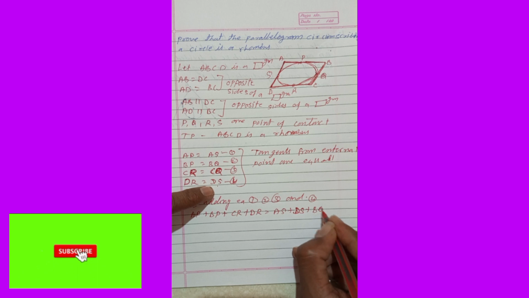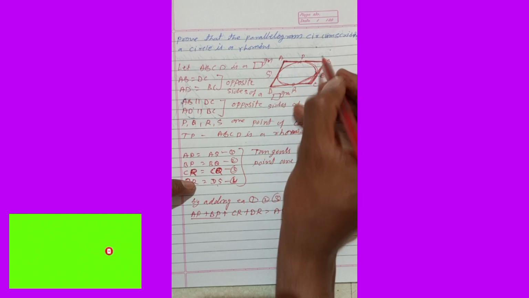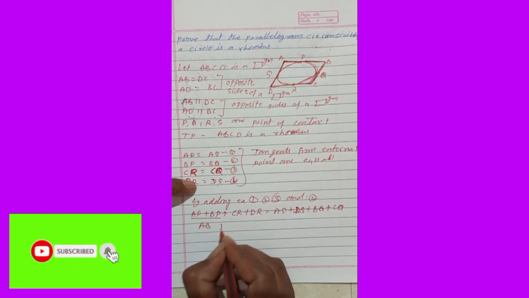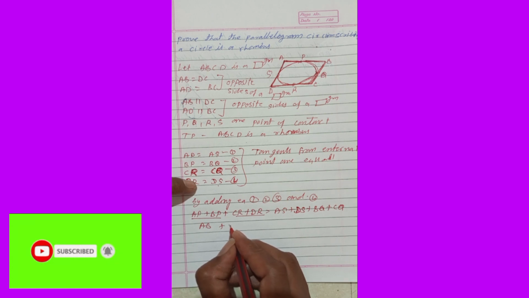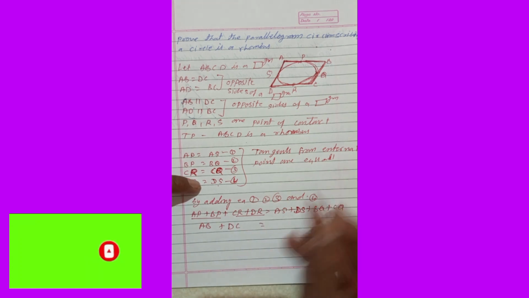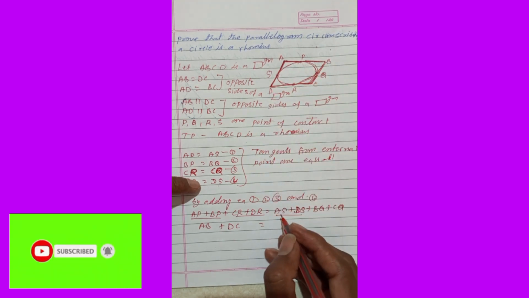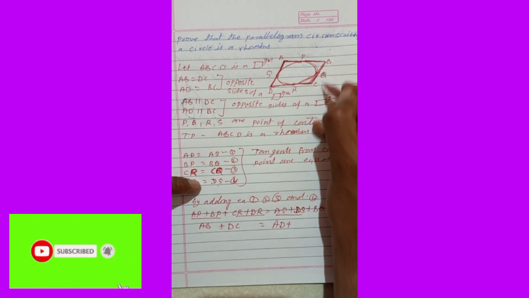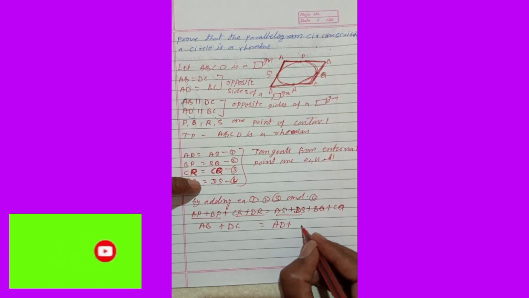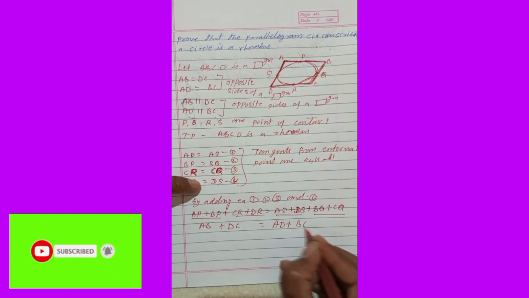Now we know AP plus BP is equal to AB. CR and DR together become DC. The right side, AS plus DS, becomes AD, and BQ and CQ together become BC.